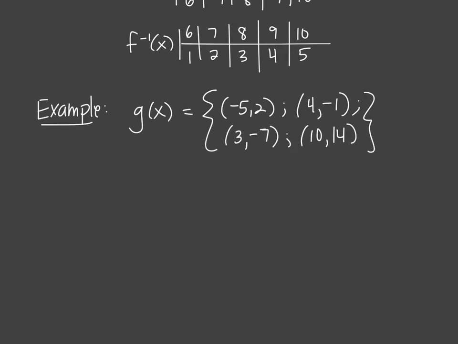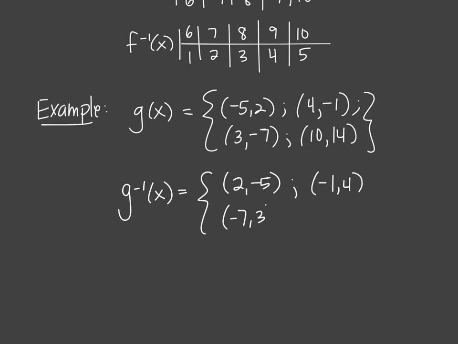So you're going to take those 4 dots and you're going to create an inverse by just switching the values of x and y. So you'll have 4 different dots, maybe in a different color if you're doing it on your iPad. But -5, 2 becomes 2, -5. I just switch the order of the values. The x becomes the y and the y becomes the x. 4, -1 is -1, 4. 3, -7 becomes -7, 3, and 10, 14 becomes 14, 10. And those are the new 4 dots of your inverse.